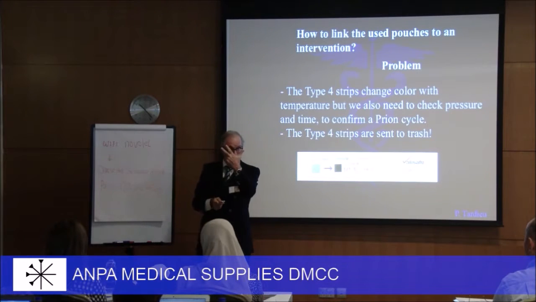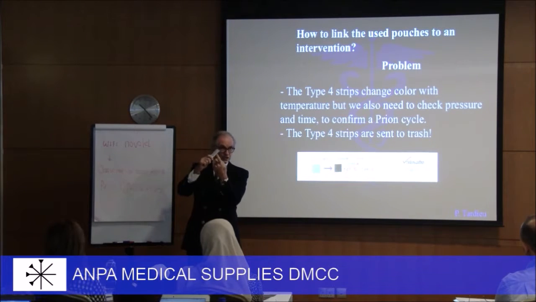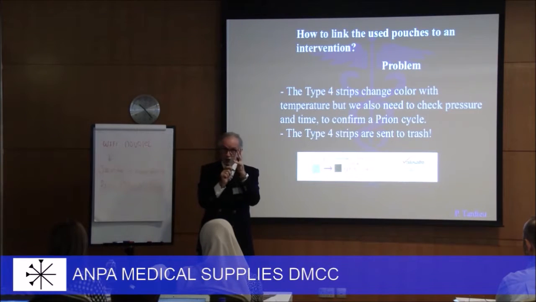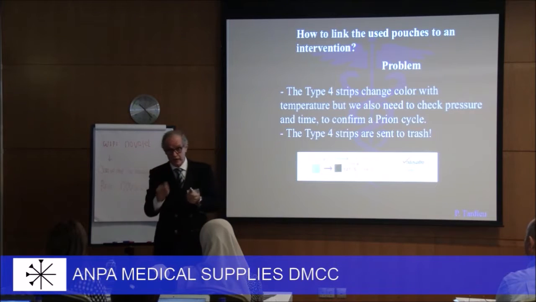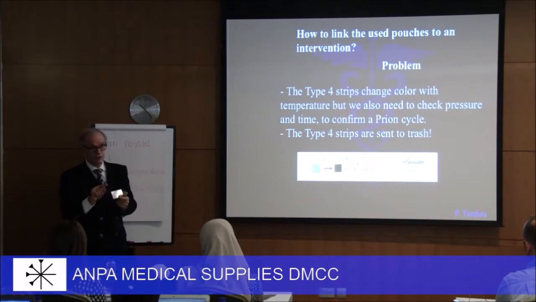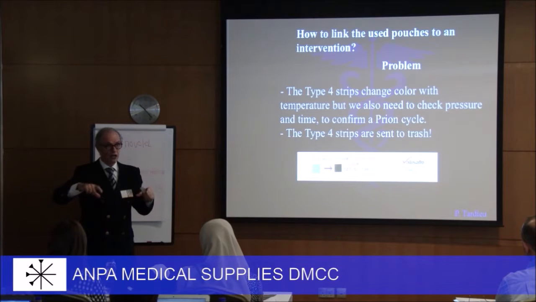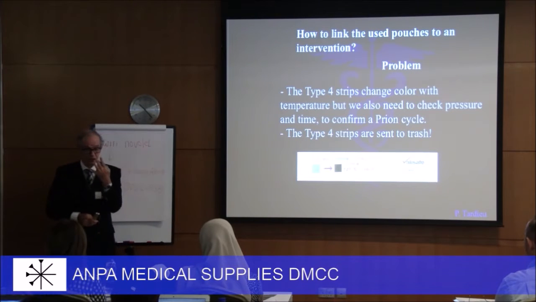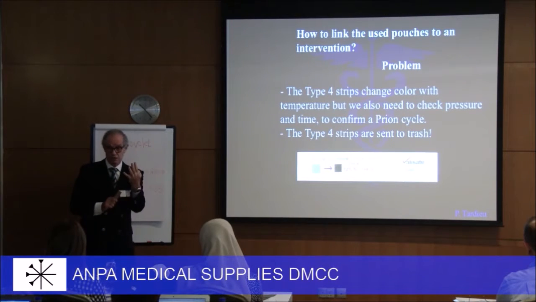Remember, we have 4 things. The first thing is the time. Proving the time? No. Proving the temperature? Yes. Proving the pressure? No. And you need to prove, and the operator needs to write, that the pouches are dry. If the pouches are not dry, they are wet, it is not sterile, and you have to start a second cycle. So you have 4 things. If you don't do the 4 things, you're missing something.